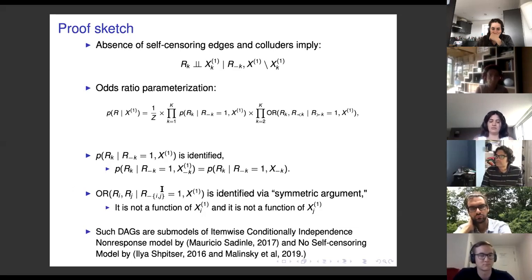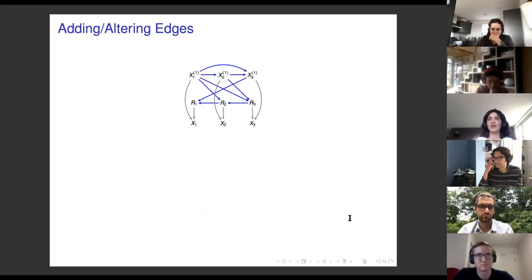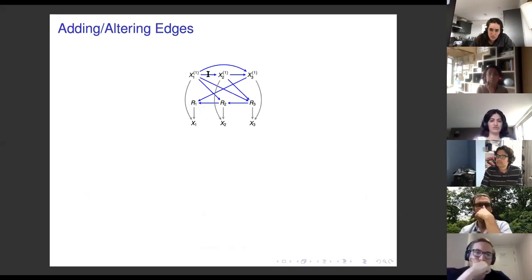We also showed, and it's easy to see, that these DAGs lacking self-censoring edges and cluders are submodels of what's known as the itemwise conditionally independent nonresponse model that was introduced by Mauricio Sadinle, and the no self-censoring model that was introduced by Ilya. It was further studied by Dan Malinsky, Eric Shpitser, and Ilya. Okay, so this is really the completeness result for DAGs. Just to show how easy it is to check these results, we have this example, and we want to know whether the full law is identified or not.